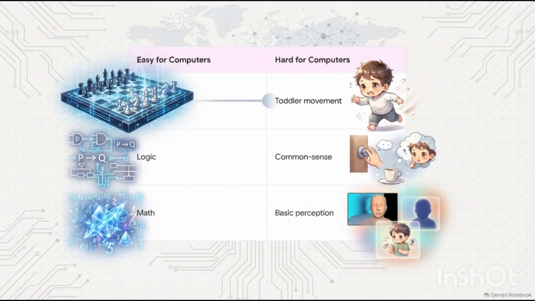But the things that a human toddler does completely effortlessly, stuff like basic perception, having common-sense physical interaction, or just confidently walking across a room to open a door, that was an absolute nightmare to program. See, human evolution spent millions of years perfecting our physical intuition, so it feels easy to us, but it is extraordinarily difficult to explicitly engineer with rigid rules.